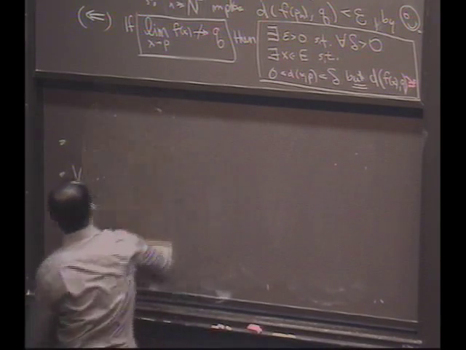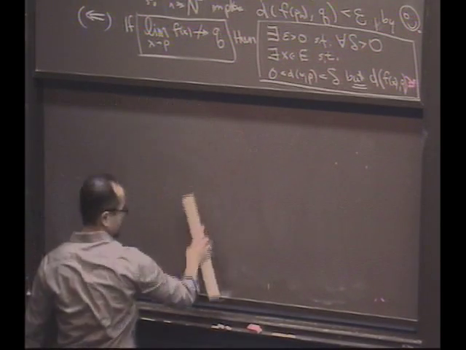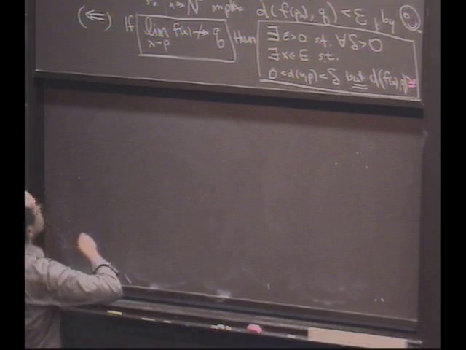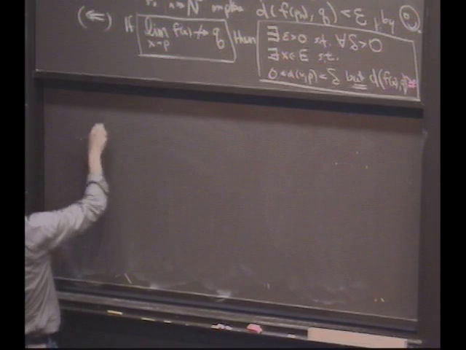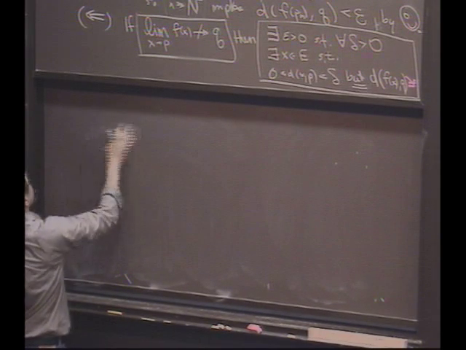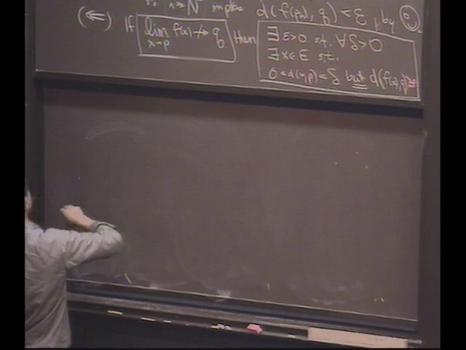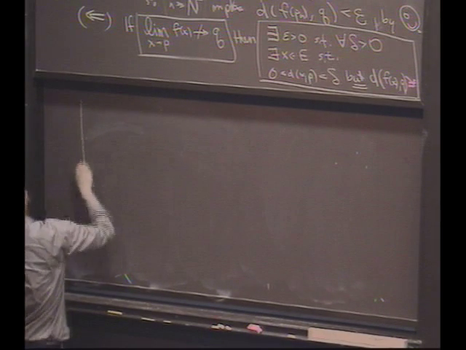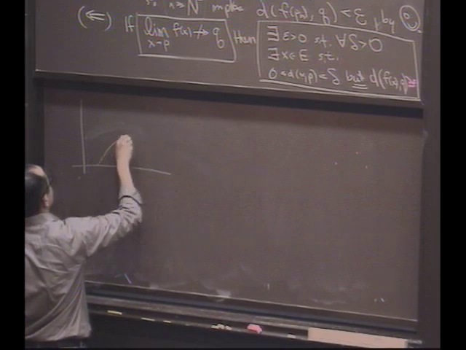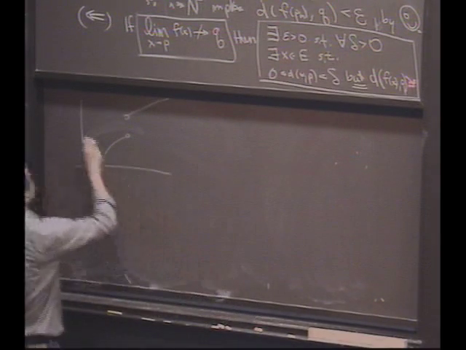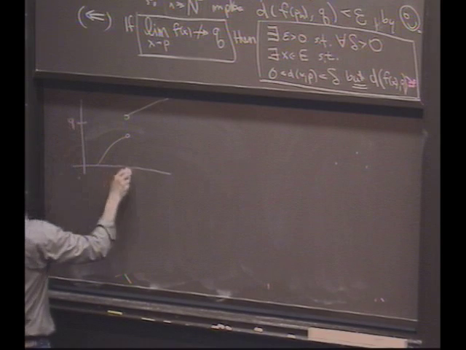converge to Q. This might be a good place for another picture. To say the limit of f of x is not Q, let's see. Let's come back to this picture where it was obvious. Suppose this is Q, and this is P.